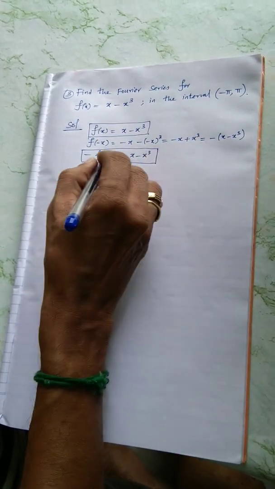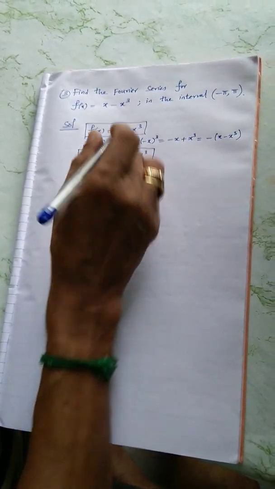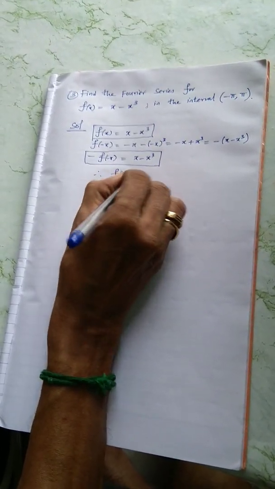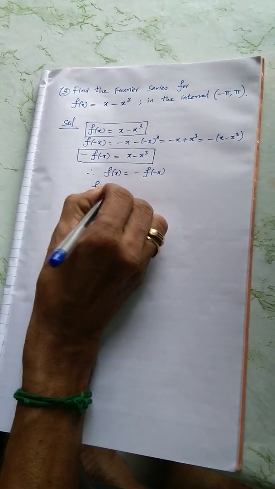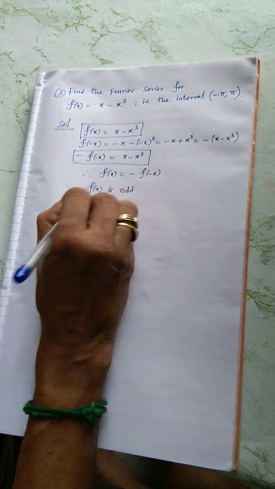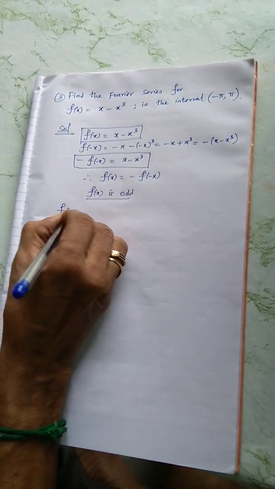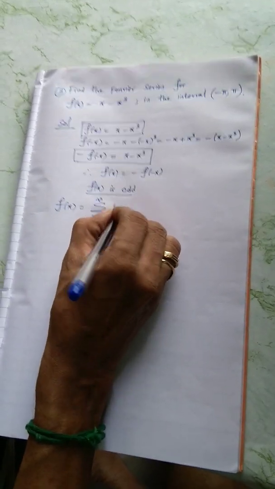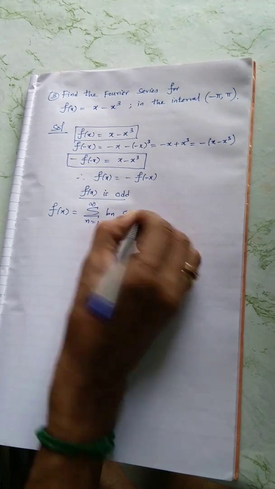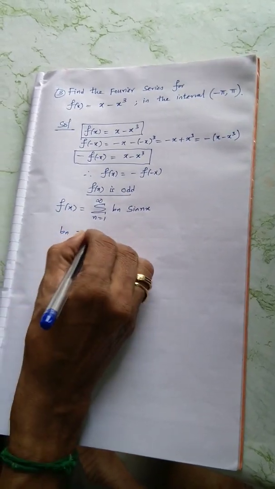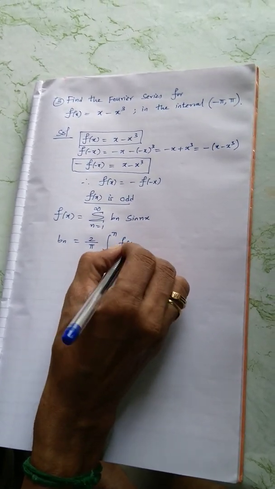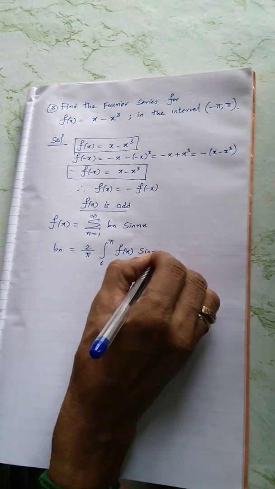So when I replace, I'll get this. Therefore it's very clear, from these two, f of x equals minus of f of minus x. Therefore f of x is odd. If it is an odd function, what to do? If it is an odd function, the Fourier series is very simple, a single combination, n equal to 1 to infinity bn sine nx, where bn is 2 by pi integral 0 to pi f of x sine nx dx.